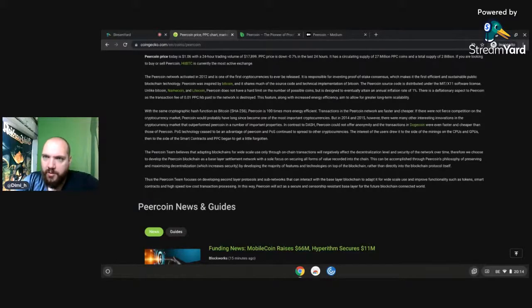Let's continue. Were there not fierce competition on the cryptocurrency market, it would probably have long since become one of the most important cryptocurrencies. Innovation in the cryptocurrency space does outperform Peercoin in a number of important properties. In contrast to Dash, Peercoin could not offer anonymity, and transactions in Dogecoin were even faster and cheaper than those of Peercoin. So they underline their shortcomings. That's actually honest and very brave.